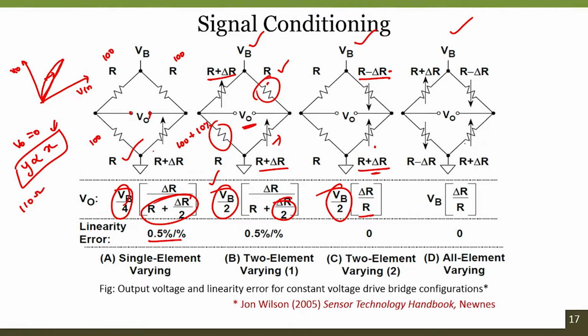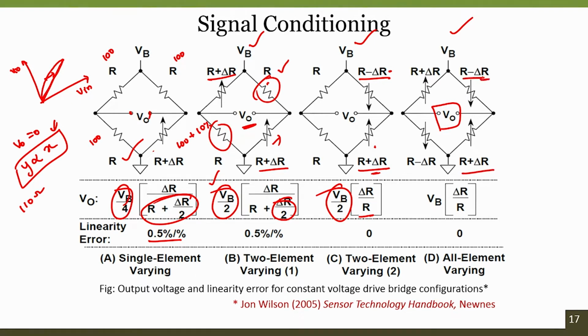Another thing is 4 element varying bridges, where the selection and the placement of the sensors should be as follows. Any change of the position again leads to no change in the output voltage, even though the input measurement is being changed. So if this is R plus delta R, this should be R minus delta R.